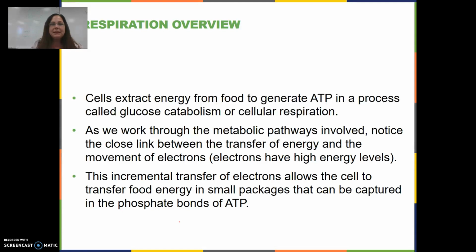Basically, the best way I know to explain it is that cellular respiration is one overall chemical reaction. It is when our cells take glucose and oxygen and use the oxygen to help break down the glucose into carbon dioxide and water. And in the process, ATP is generated. And ATP is the molecule that our cells use for energy.